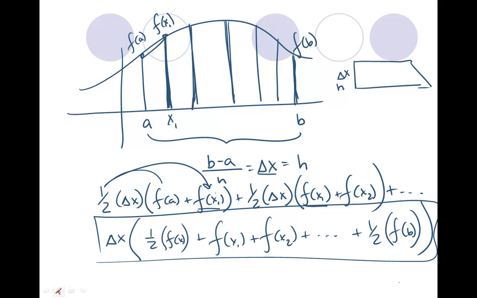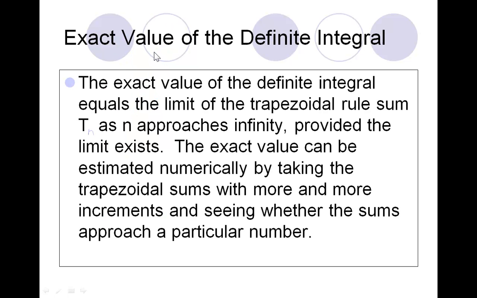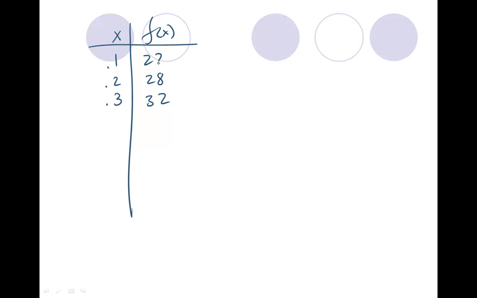This example is from data. In other words, they have given you a table, looking at example 1, where the x values are evenly spaced, 0.1, 0.2, 0.3, etc. And the f of x values are given: 22, 28, 32. Excuse me, I'm sorry, the first one was 22. They've already done the half at the table below.